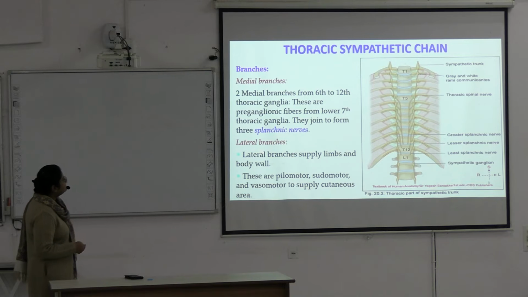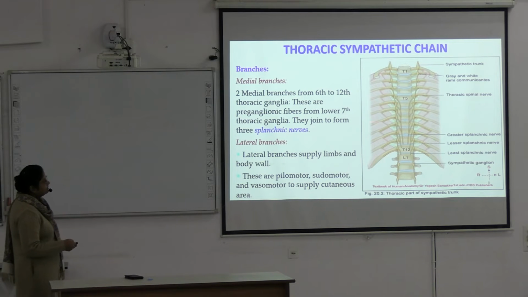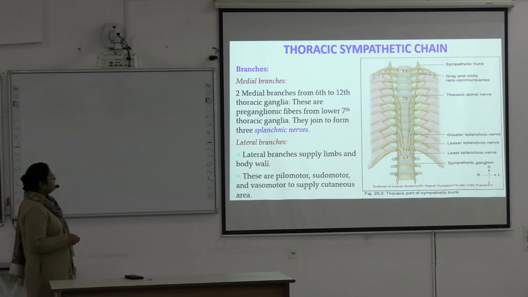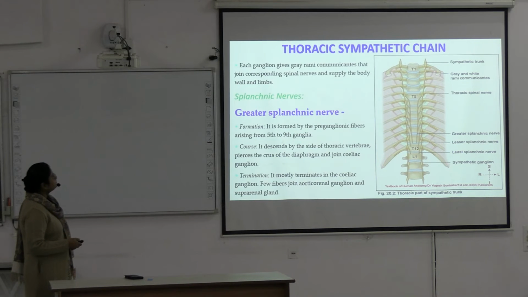Next are the lateral branches, which pass through the spinal nerves. Lateral branches supply the limbs and the body wall, and they are pilomotor, pseudomotor and vasomotor to supply the cutaneous areas. Each ganglion gives gray rami communicantes that join the corresponding spinal nerves and supply the body wall and the limbs.